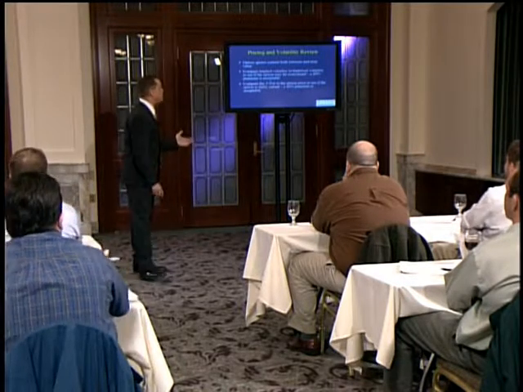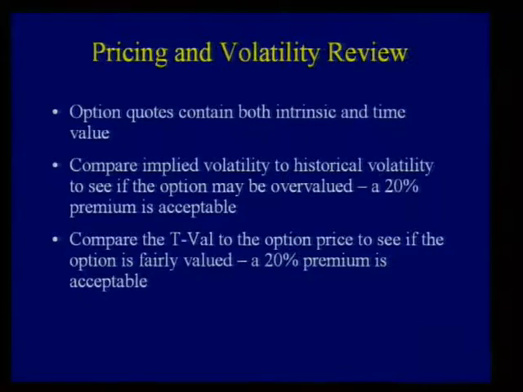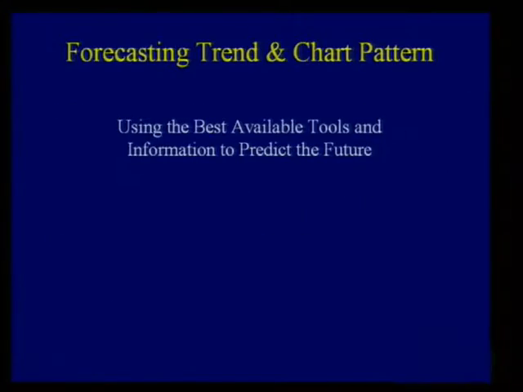So our option quotes contain both intrinsic and time value. Compare implied volatility to historical volatility to see if the option may be overvalued. A 20% premium is approximately acceptable. Compare the T-val, the theoretical value, to the option price to see if the option is fairly priced or fairly valued. A 20% premium is acceptable, all right? So that's a little bit about the option pricing.